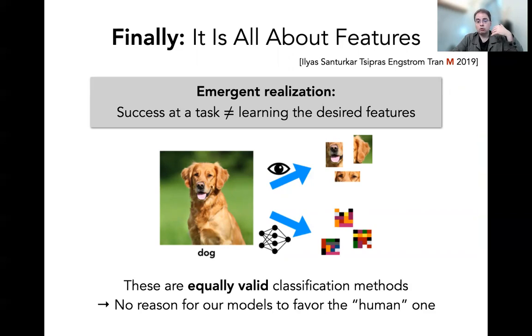And actually, there turn out to be completely different ways of solving the task of differentiating between cats and dogs and other classes of images, that do it completely differently to how we humans would do it, or even would be able to do it. And there is a priori no reason for our models to favor the human version of solving the task, because it just tries to get the job that you actually put in front of it done.